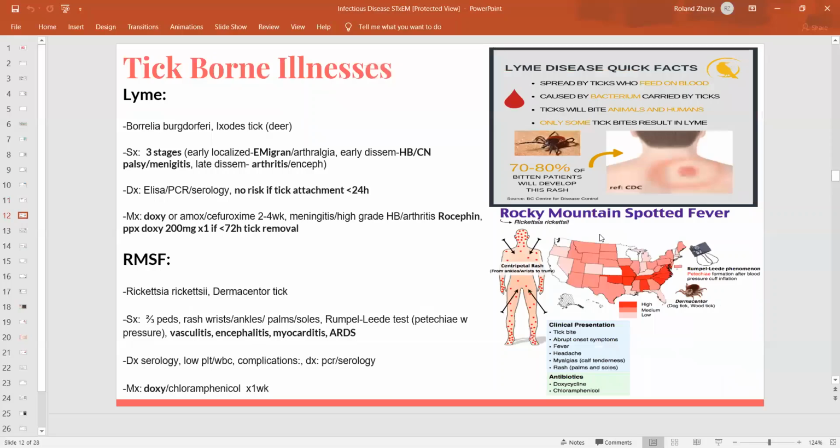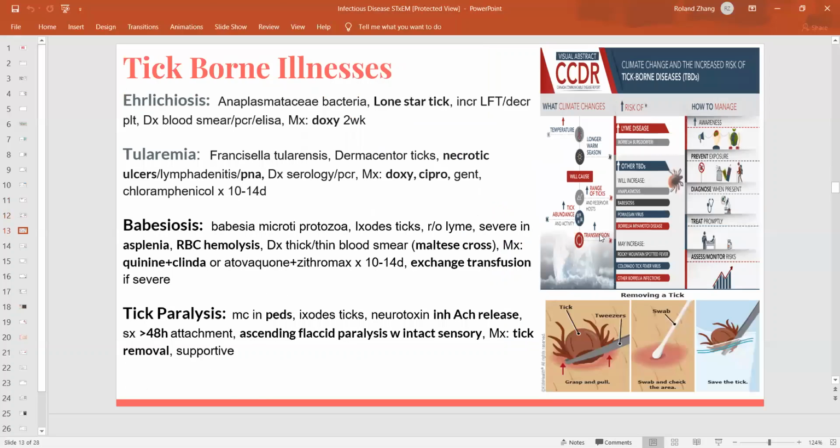Next slide. Next slide. Tick-borne illness. The most common you'll see is Lyme, and sometimes Rocky Mountain spotted fever. So Lyme is caused by the Borrelia bacteria, and it's from a deer tick. It has 3 stages.